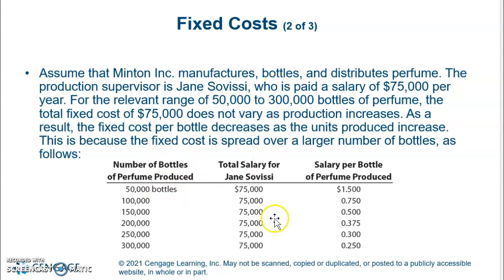So since the salary within this range is fixed, it's the same, the more I produce, the fixed cost per bottle will go down. Because why? You're dividing your salary by the number of bottles. So the more bottles you produce, the less you're going to assign to each bottle.